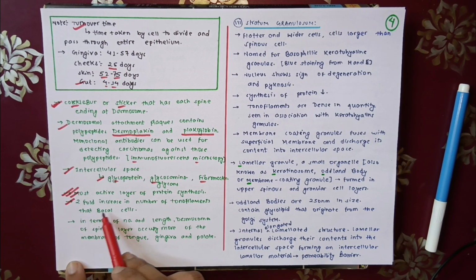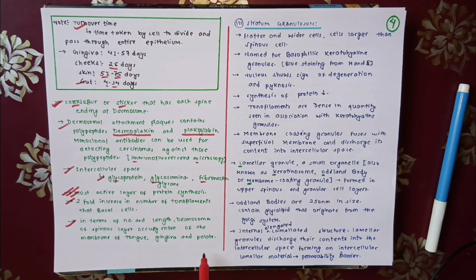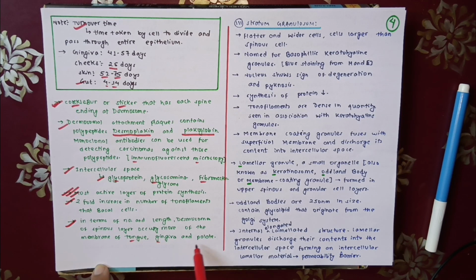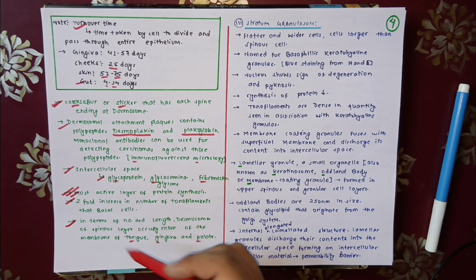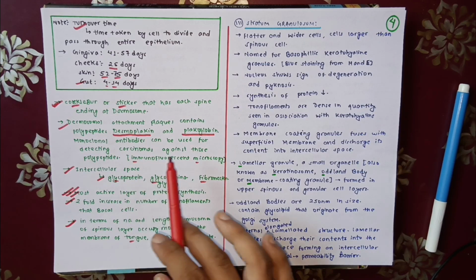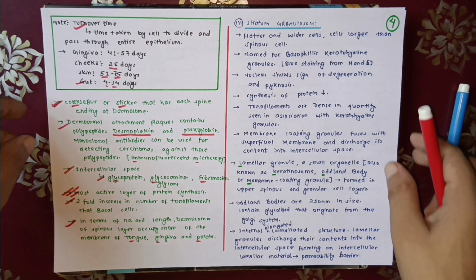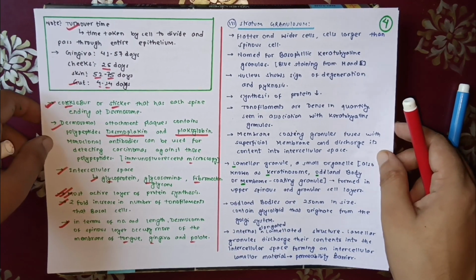In terms of number and length, the desmosomes of the spinous layer occupy more of the membrane in the tongue, gingiva, and palate. So in those places we have more numerous and longer desmosomes in the spinous layer. You can remember those, and all of these questions can be asked in the MCQ exam. So we have completed stratum spinosum.